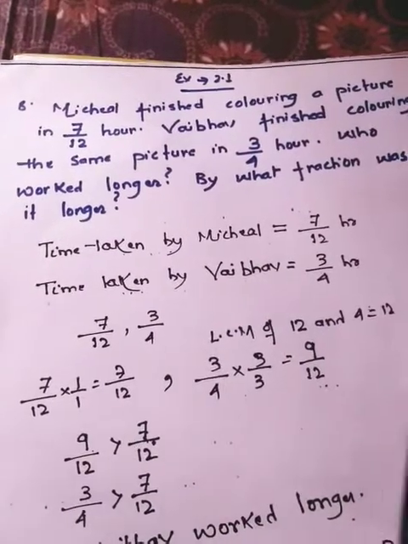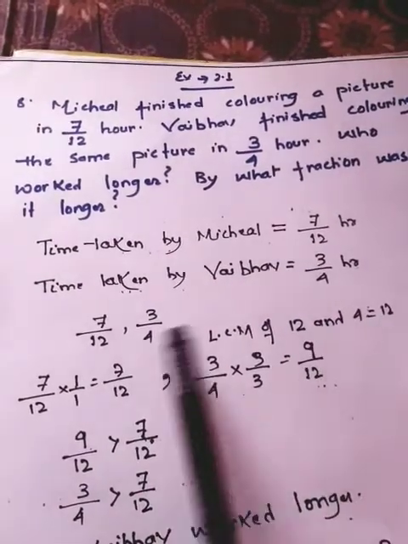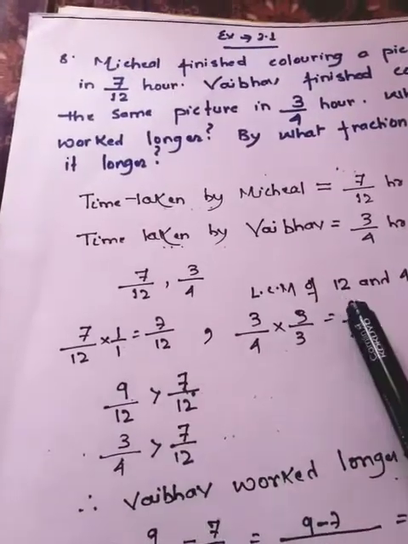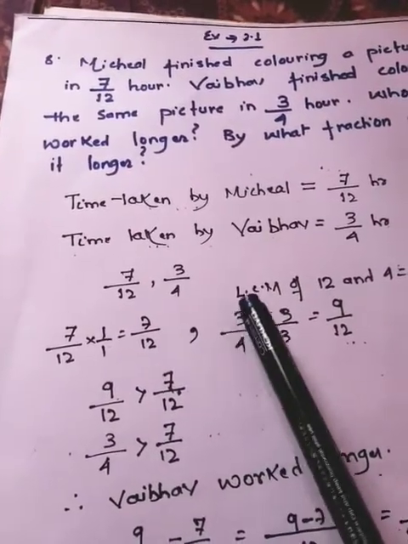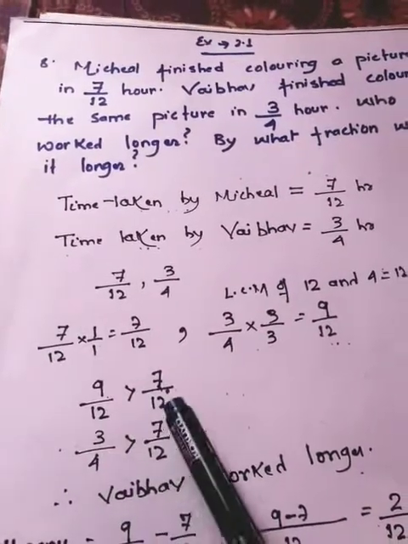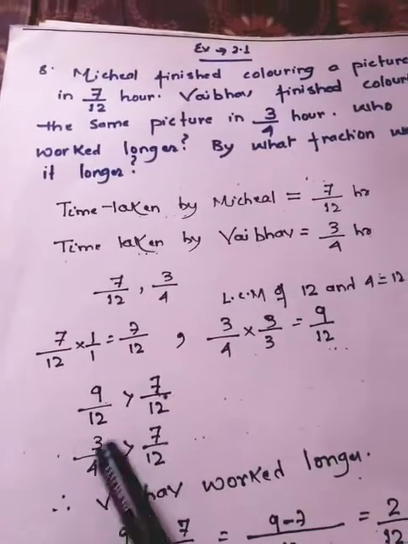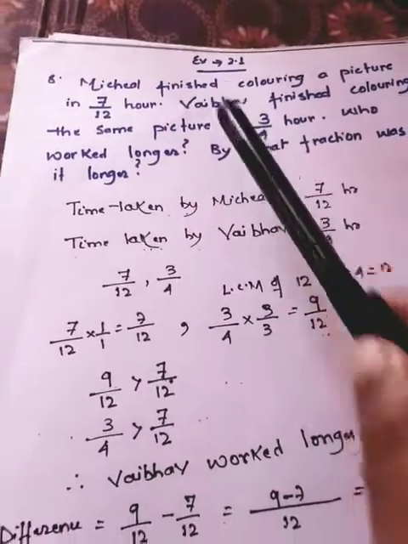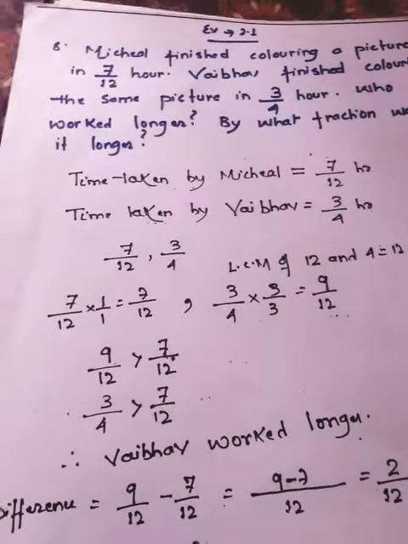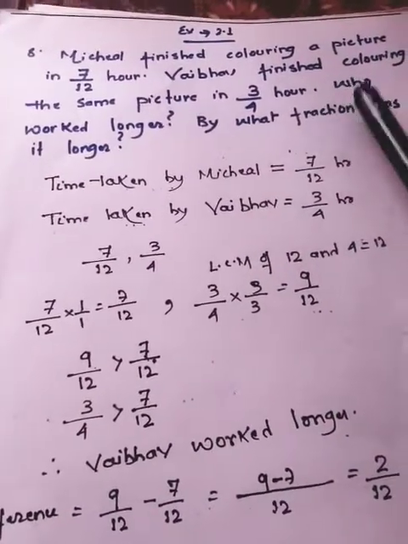Now which one is greater, 9 or 7? 9. So 9 by 12 is greater than 7 by 12. So 9 by 12 is originally coming from this particular fraction, that is 3 by 4, and 7 by 12 is originally coming from this one, so 7 by 12. Now 3 by 4 represents who? Vaibhav. So Vaibhav worked longer compared to Michael. Okay, now this is the first answer, this question that we have answered.